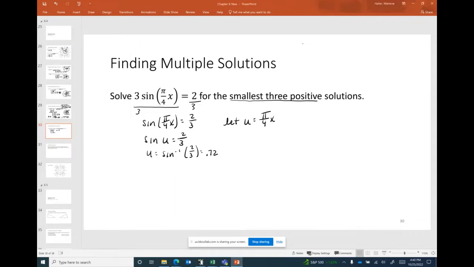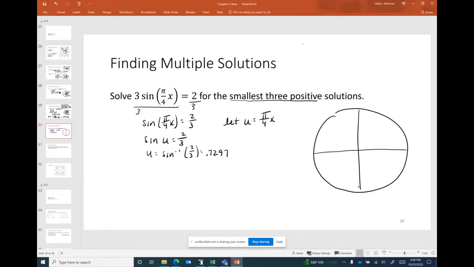0.7297 when we use 4 decimals. All right, so let's draw that. Let's see where we're at on the unit circle. Okay, if the sine is 0.7297, that's the y coordinate of the terminal. No, the sine is 2/3. Okay, so the positive y of 2/3, that's going to be about here, I would say. So there's our first angle. There's our u sub 1. Okay, and that's 0.7297.